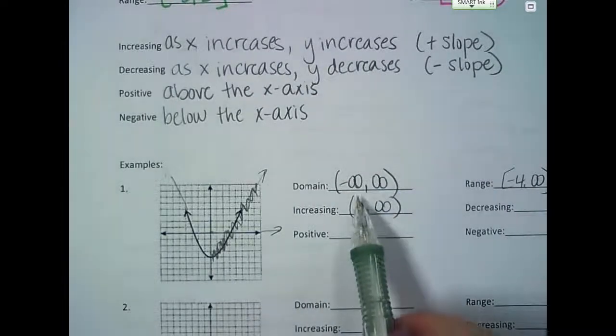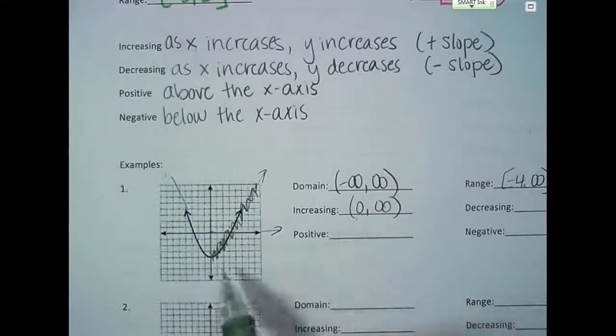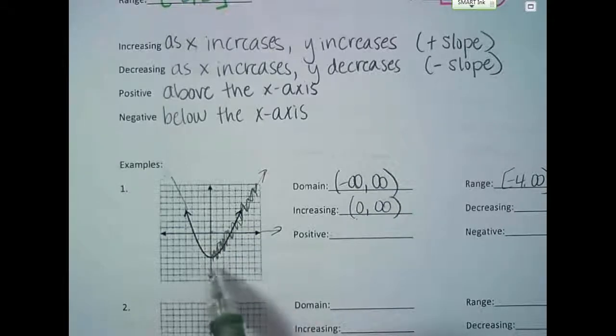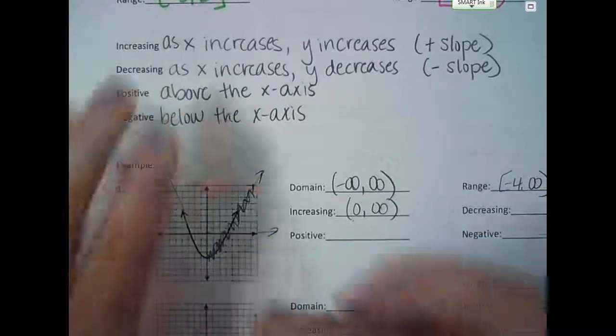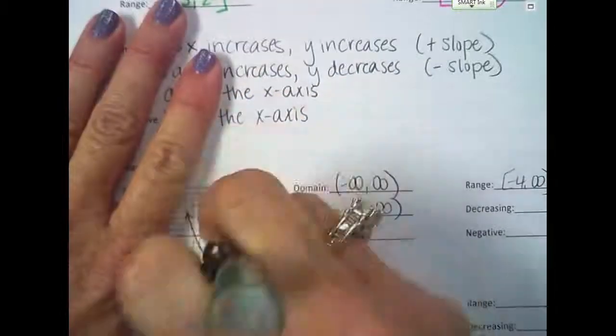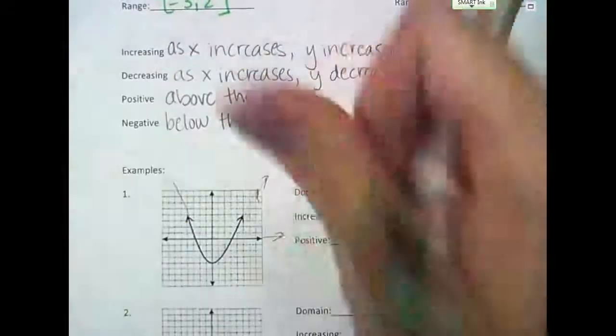You'll notice I'm using a parenthesis on that. The reason is because, look, I'm decreasing until I get to 0, and then I'm increasing at 0. Where does 0 belong? Kind of doesn't belong anywhere. So everything on these four are open circles. Okay, erase that, because now we're going to move to decreasing.